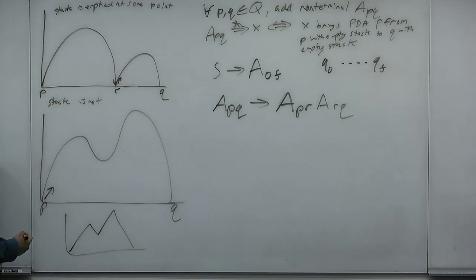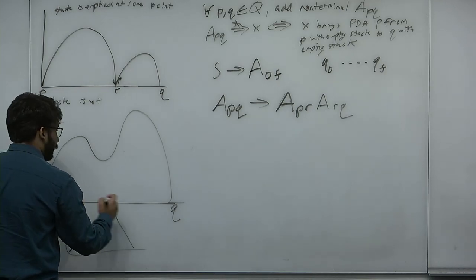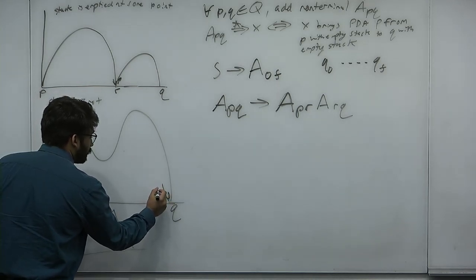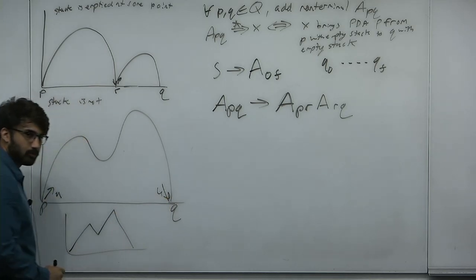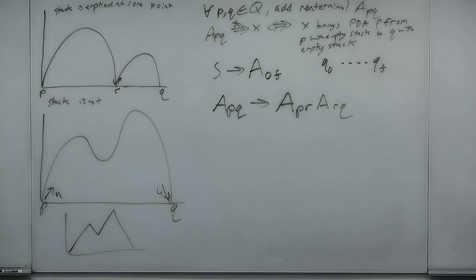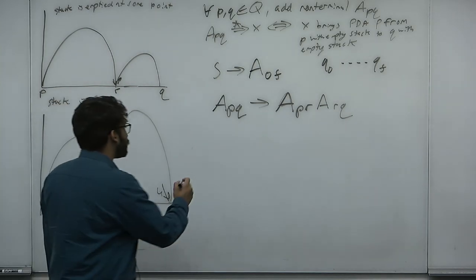So you know when you left P, you pushed some U, and when you entered Q, you popped that U. You enter Q with an empty stack by assumption. That symbol that you popped was in there during the whole computation. So the structure looks like this.